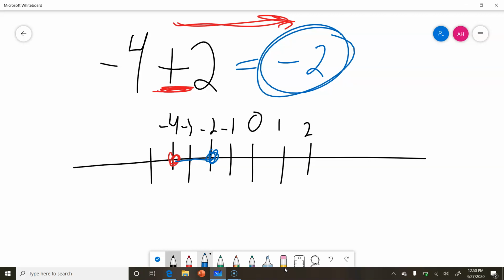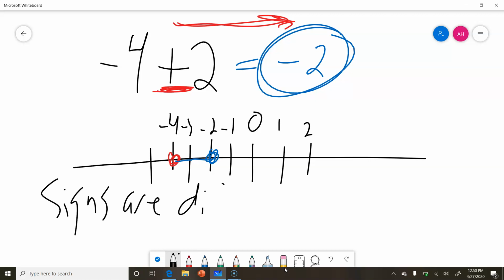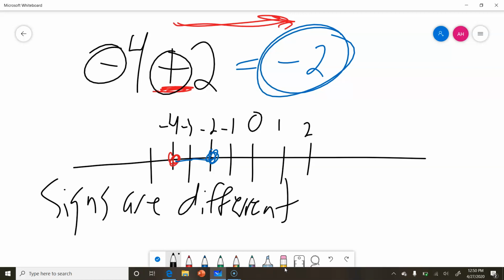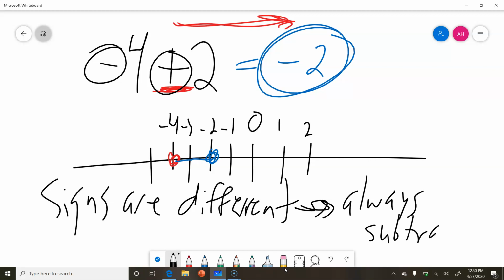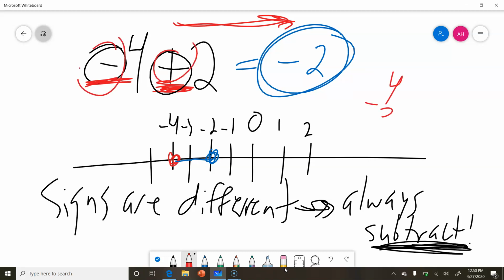Now, one thing that will be helpful in the future is if the signs are different. Are the signs different in this problem? Look, there's a negative and a plus, so yes, they're different. Always subtract. No matter what, you always, always subtract. If the signs are different, a plus and a minus, you always subtract. So it doesn't even matter what sign is where. I know I'm going to have 4 minus 2. So I know the answer is going to be 2. So I know that part.